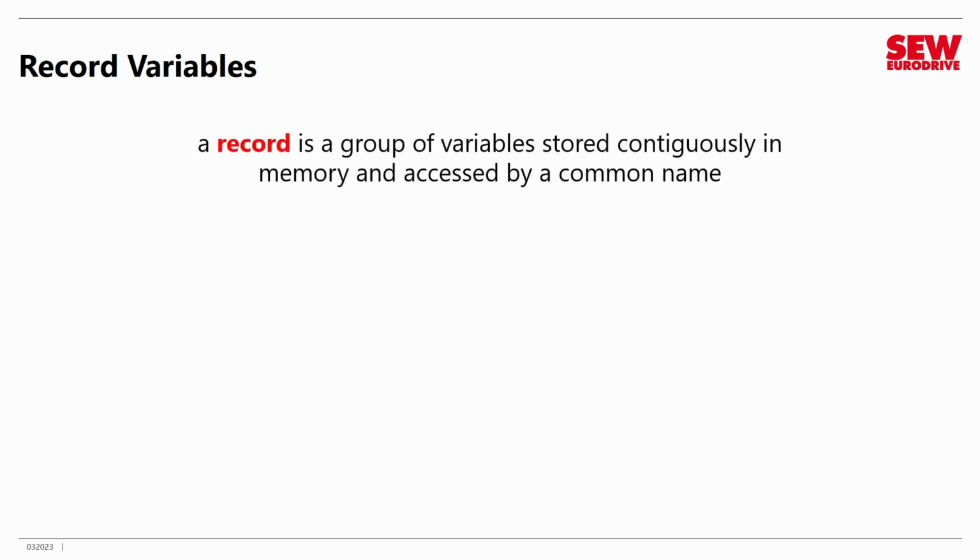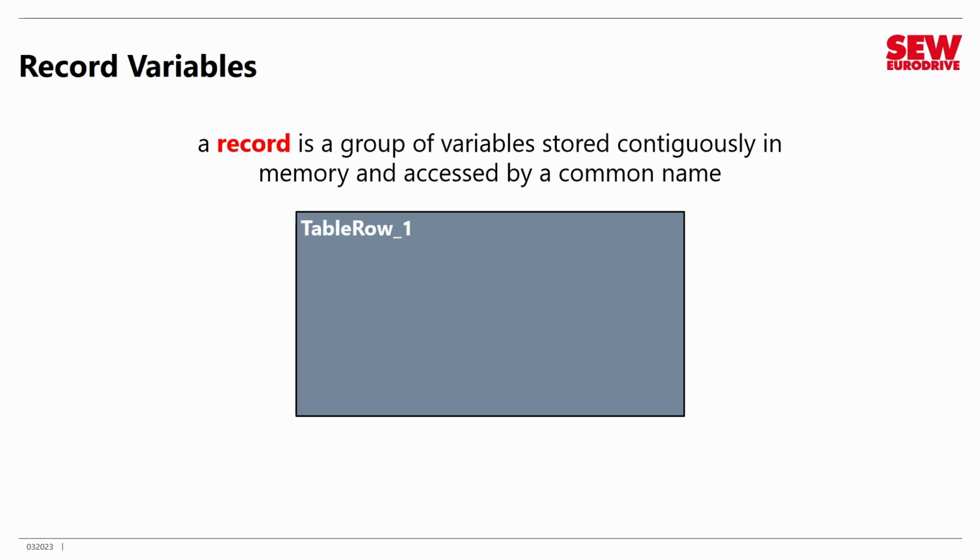A record is a group of variables stored contiguously in memory and accessed by a common name. So what do I mean by that? Well, let me show you a picture. I think this will be clearer. Think of a record sort of like an index card, and that index card has a name written in the upper left corner. That is the name of the index card, or actually the name of the record. In this particular case, it's called table row 1.